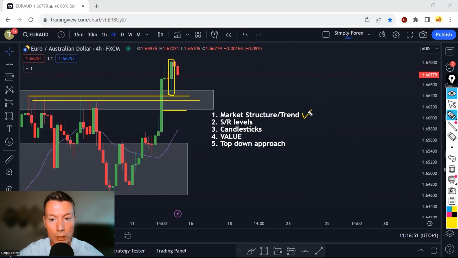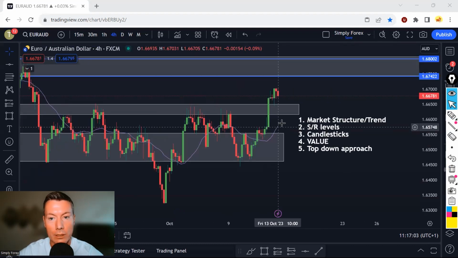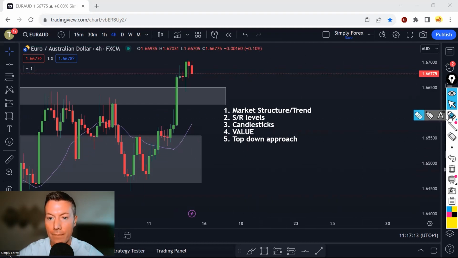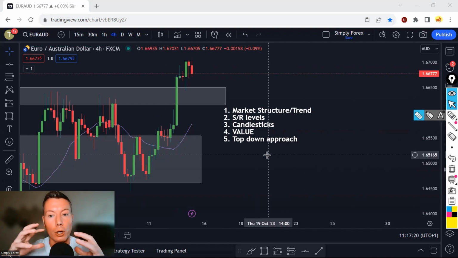We've got market structure, tick, support and resistance level, bouncing off it, tick, candlestick, nice bullish H4 candlestick. And we've got value because of our target. We've still got room to move into for our target up here. So H4 is also telling me we have a good trade. Look at all the reasons I have to enter a trade, all the data I've got together to give me a really informed trade.